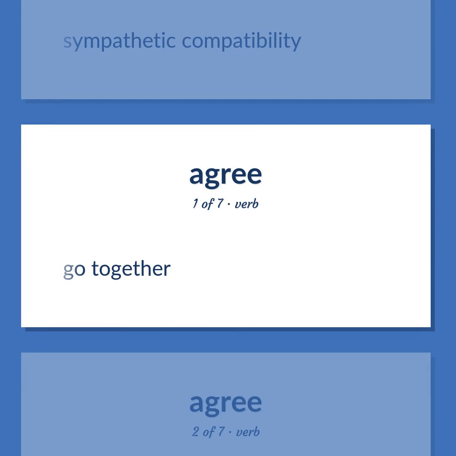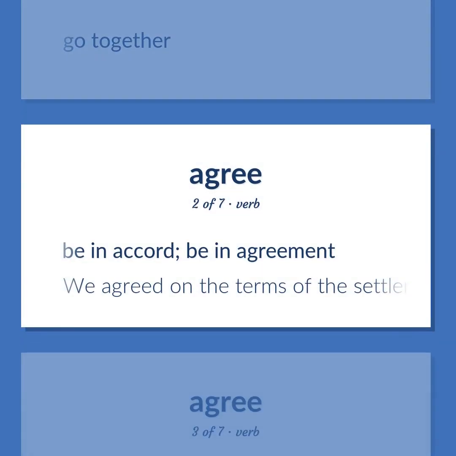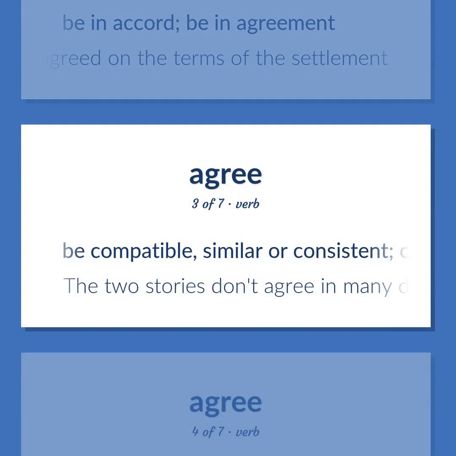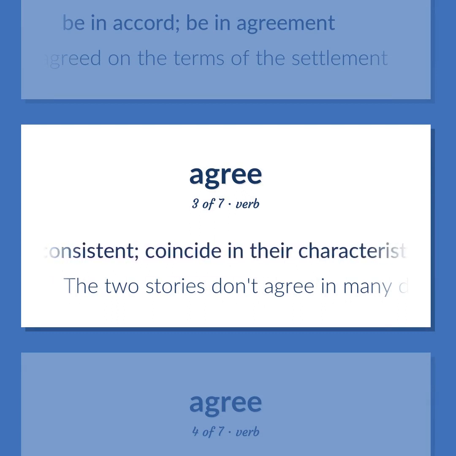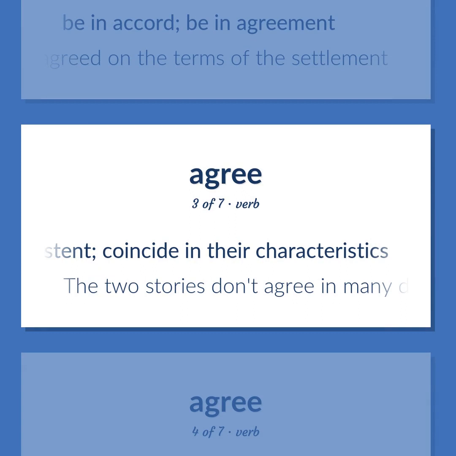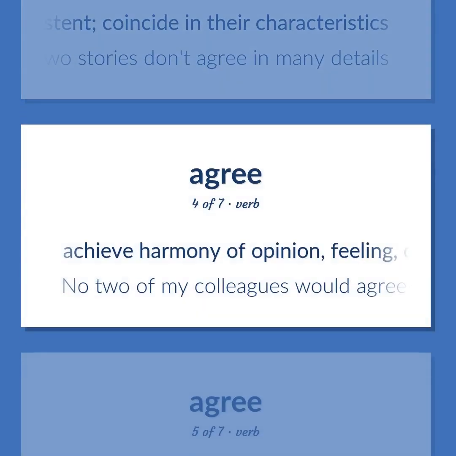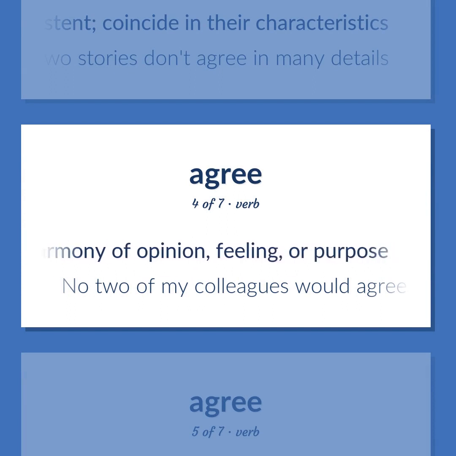Go together. Be in accord. Be in agreement. We agreed on the terms of the settlement. Be compatible, similar or consistent. Coincide in their characteristics. The two stories don't agree in many details. Achieve harmony of opinion, feeling, or purpose. No two of my colleagues would agree on whom to elect chairman.